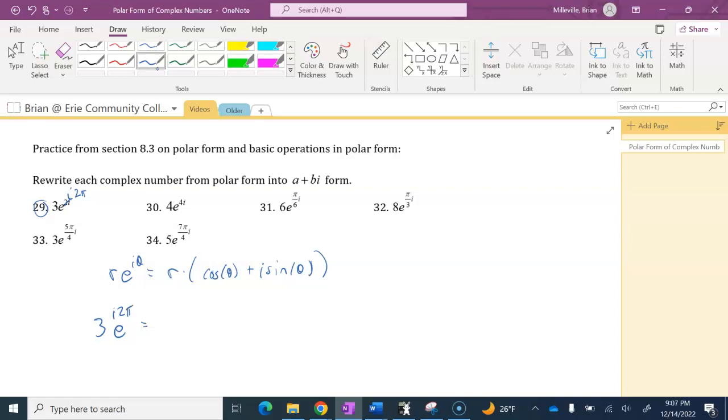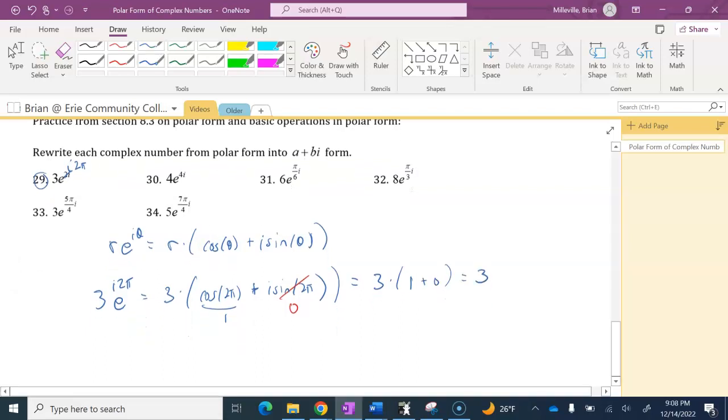So what does that look like? r is 3, so we're going to leave that as 3. Then we're going to have cosine of the angle, which is 2 pi, plus i times sine of our angle, which is 2 pi. 2 pi radians is 360 degrees. Now, sine of 2 pi is 0, so this completely wipes that out, and that lets us rewrite this as 3 times, well, cosine of 2 pi is 1, so it's really 1 plus 0. So this is just the basic real number, just 3.